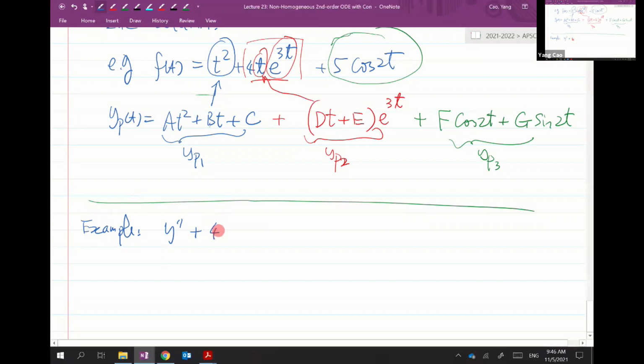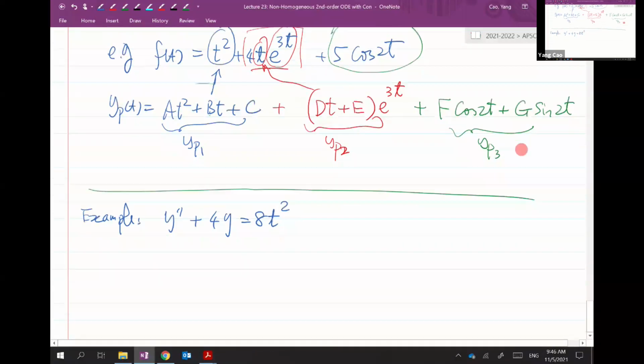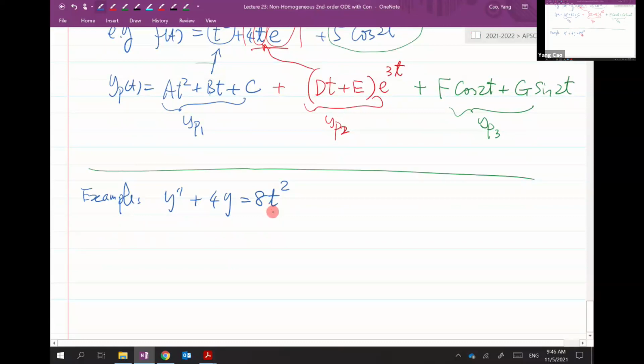It's y'' + 4y = at². Okay, try this one here. Second order differential equation with f(t) = at². Okay, step 1 is to get the YH. To get the YH, you follow the procedures.